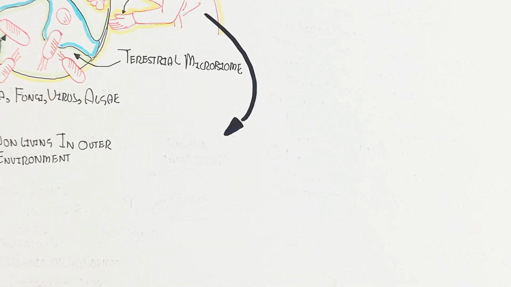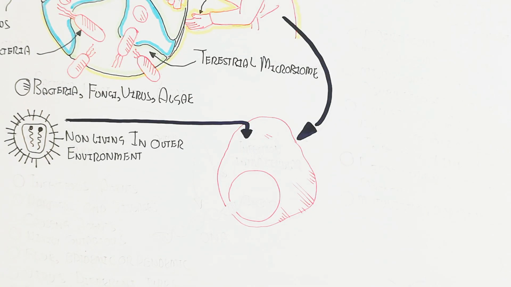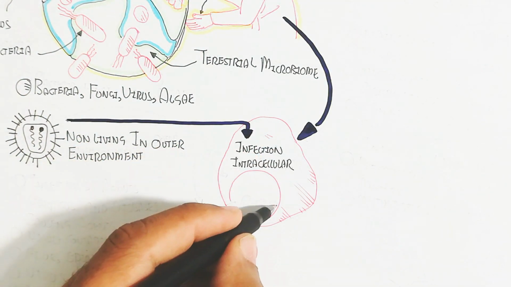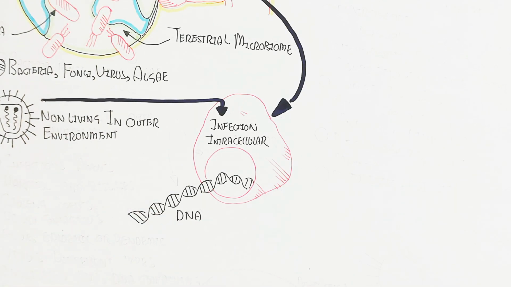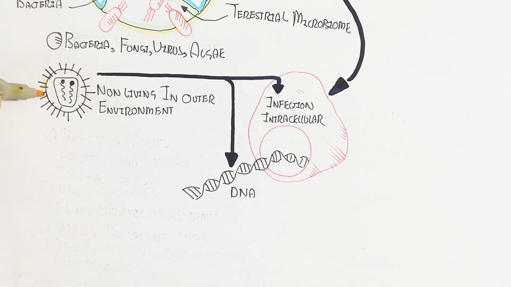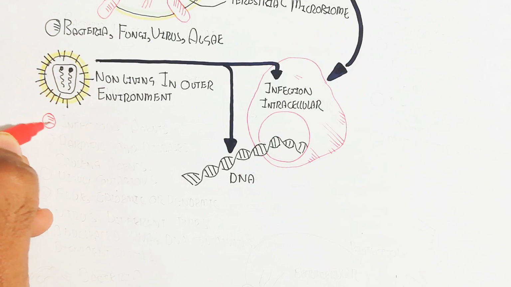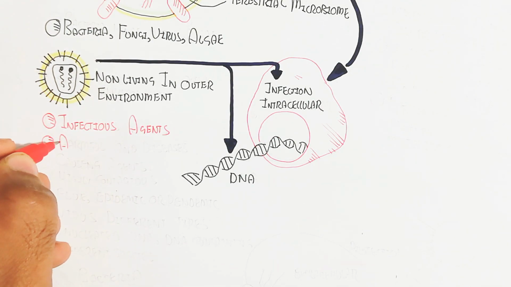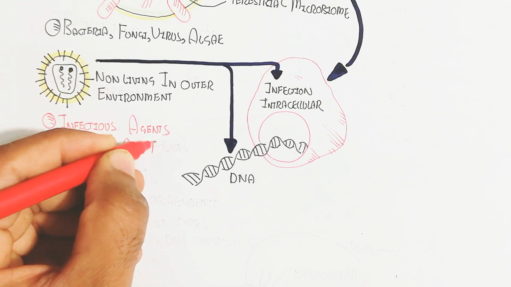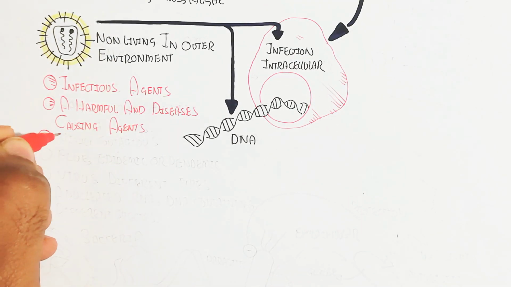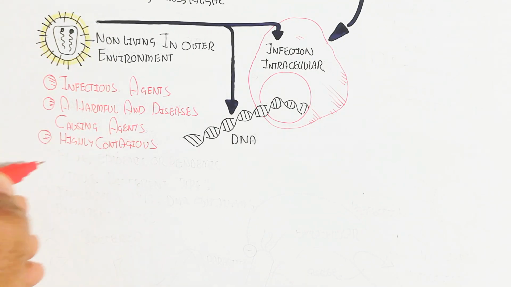So let's begin to understand the virus. What is this? It is non-living in the outer environment, but when it infects a human cell or animal cell, it works using the human machinery in the cell and inserts its DNA into the host DNA to recombine, like the HIV virus, which produces AIDS. It is an infectious agent, harmful and disease-causing, and highly contagious. A flu epidemic or pandemic can occur.